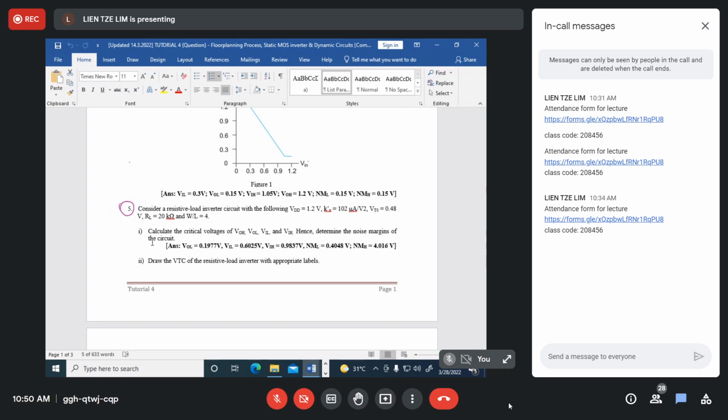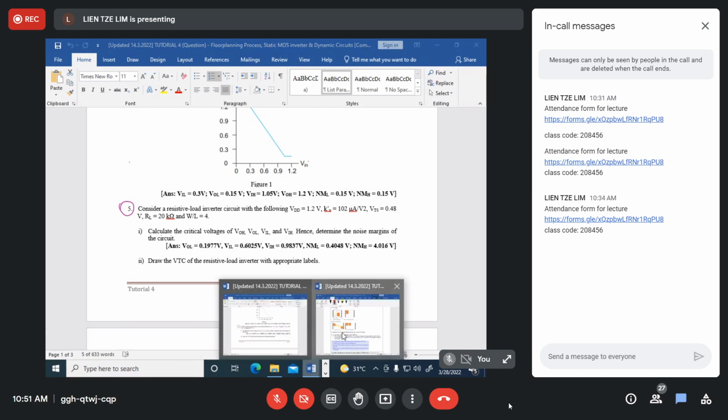For this one, the answer is already given to you. If you try these questions with the formulas that I discussed before, you will get the answer. If you cannot get the answer, then maybe your calculation is wrong, or maybe you missed some part. For this one, I'm not sure whether you have any problem or not.